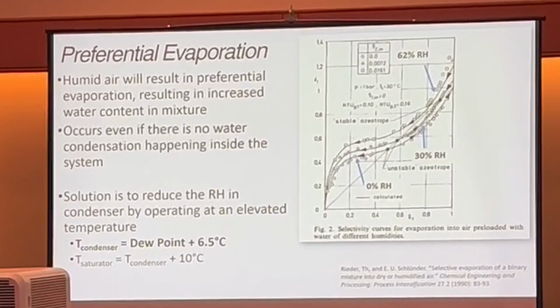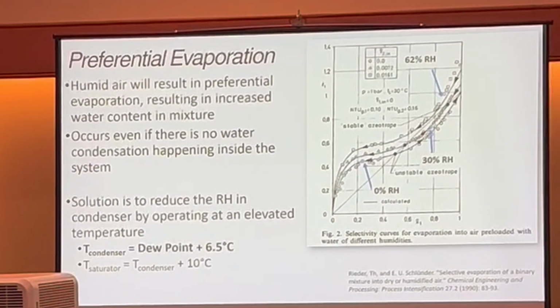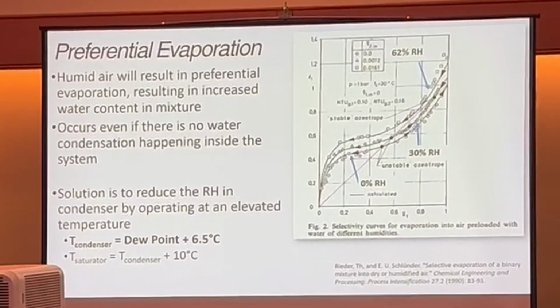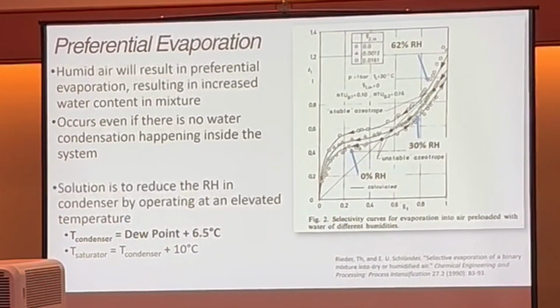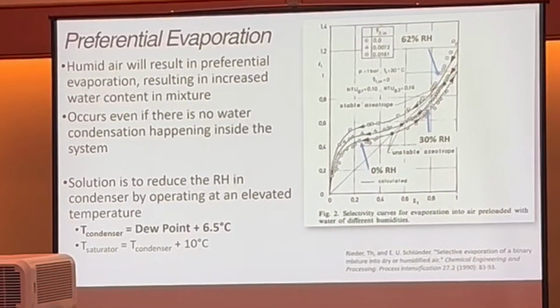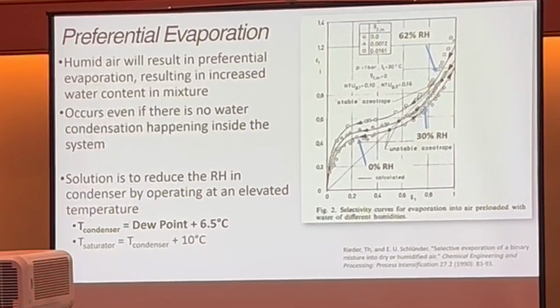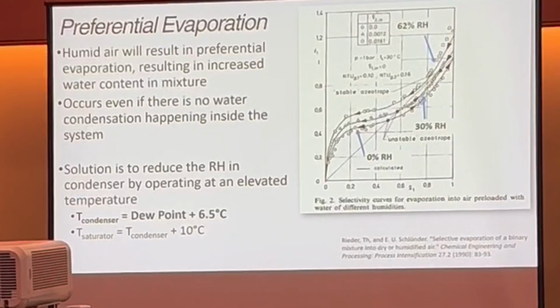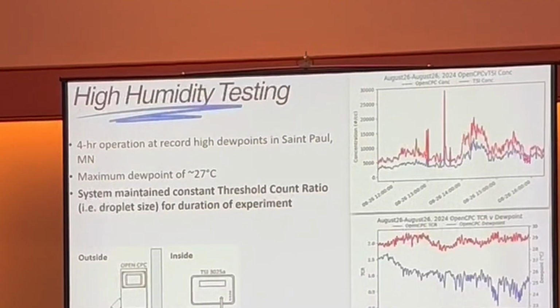So the real solution is that you have to reduce the RH in your condenser, and one way to do that is to elevate its temperature. What we discovered is that one solution is to just elevate the condenser temperature to be 6.5 degrees C above the dew point, so you just need extra margin. And then your saturator sits 10 degrees above that. And so we did some testing on that.